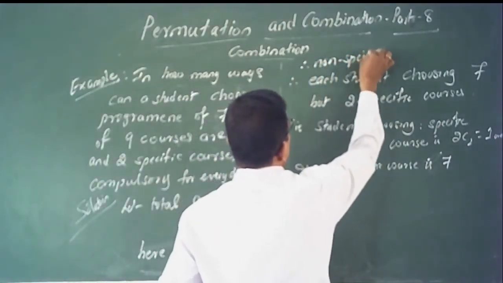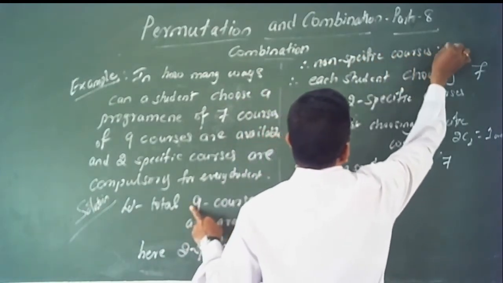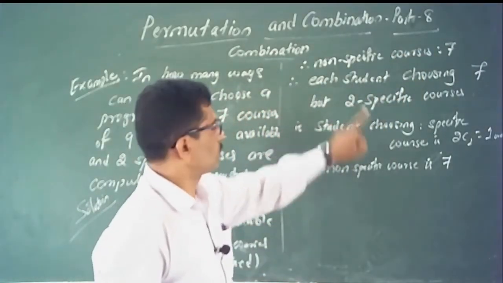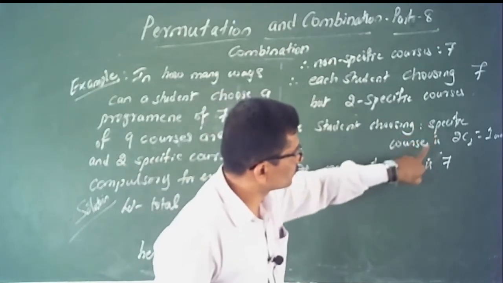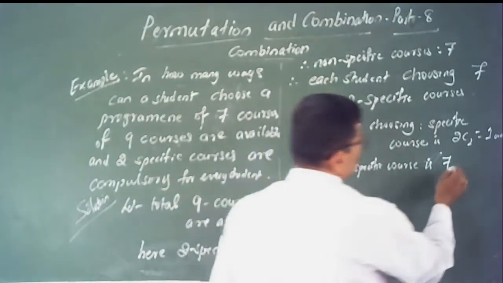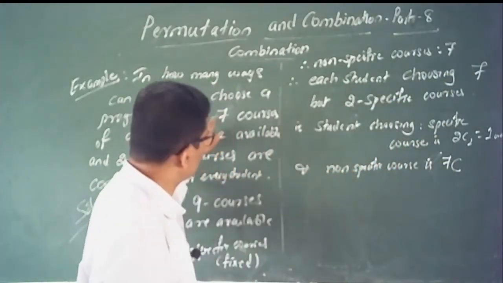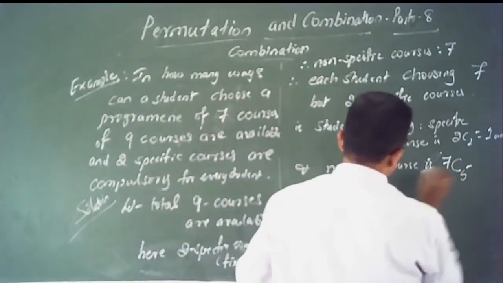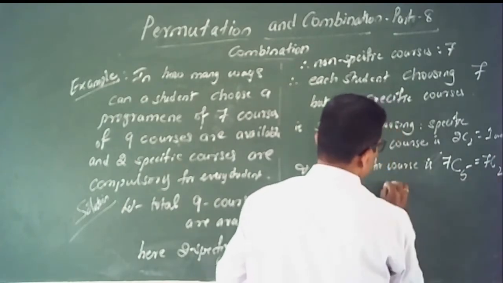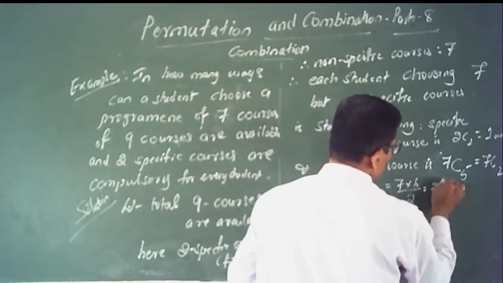Non-specific course is 7. Each student is choosing 7, but 2 is the specific course. Therefore, students choosing the specific course is one way, and non-specific course total is 7. You can choose 5 because 2 is specific. Here 5, its value is equal to 7C5, which is 7C2, since 7 minus 5 means 2. Its value is 7 into 6 divided by 2, which is equal to 21.